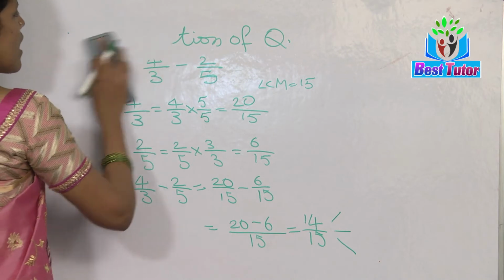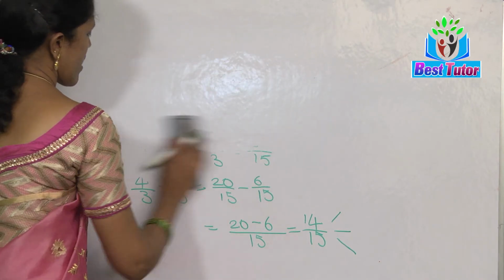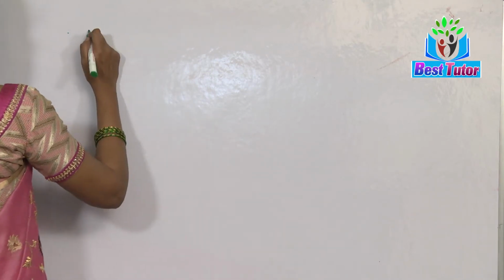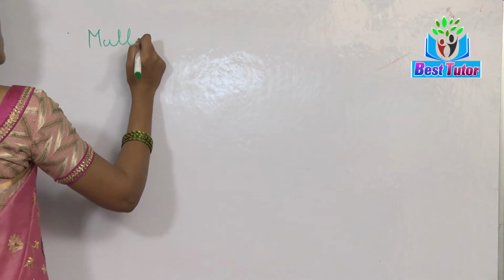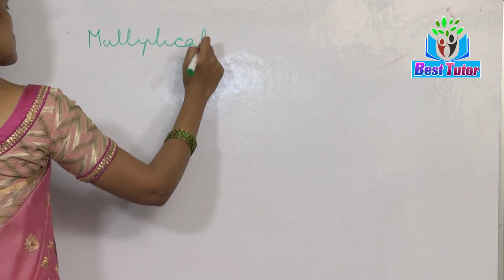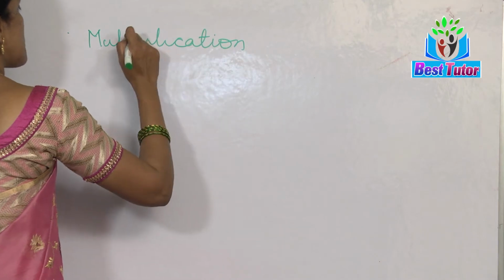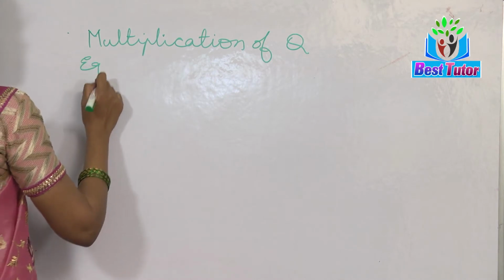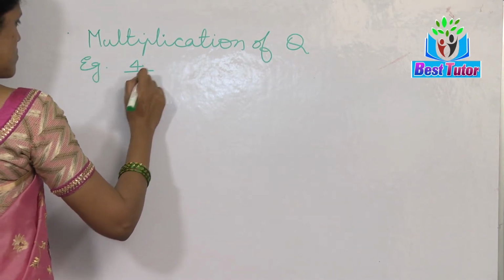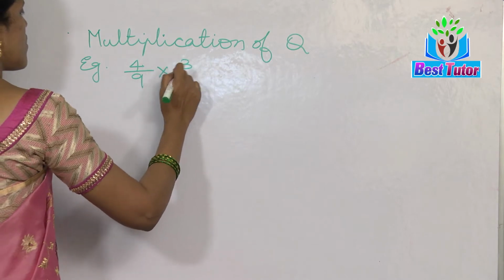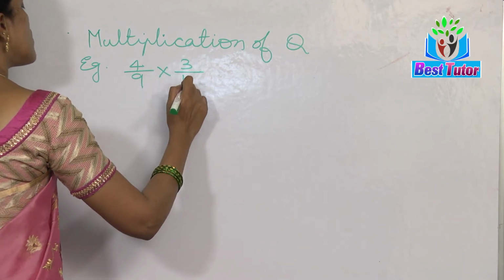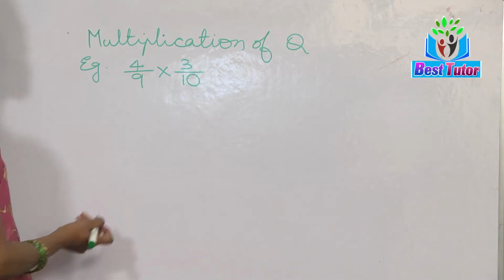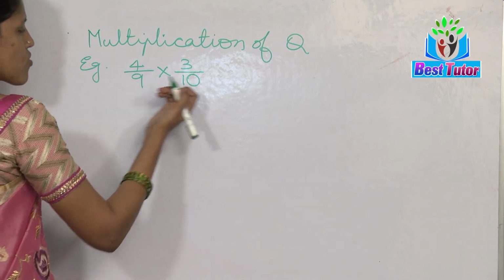So, we have learned addition and subtraction of rational numbers. The third operation is multiplication of rational numbers, which is going to be very simple. Multiplication of rational numbers. Let us consider an example. Four by 9 into 3 by 10. Let us consider only two rational numbers. Yes, of course, these are rational numbers.